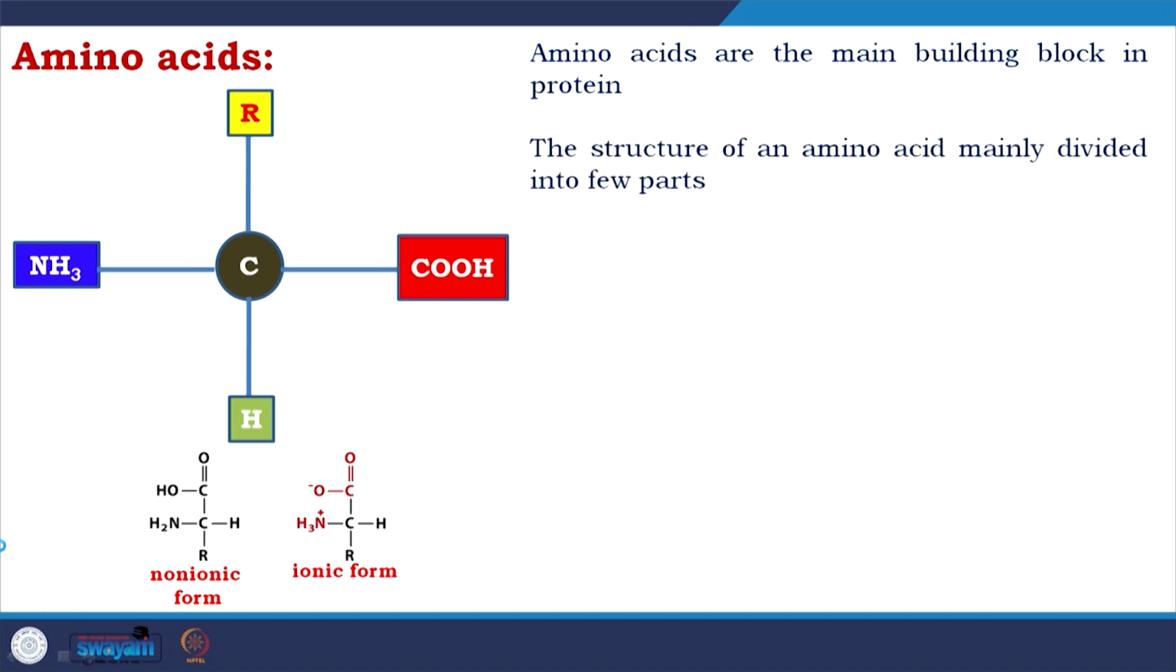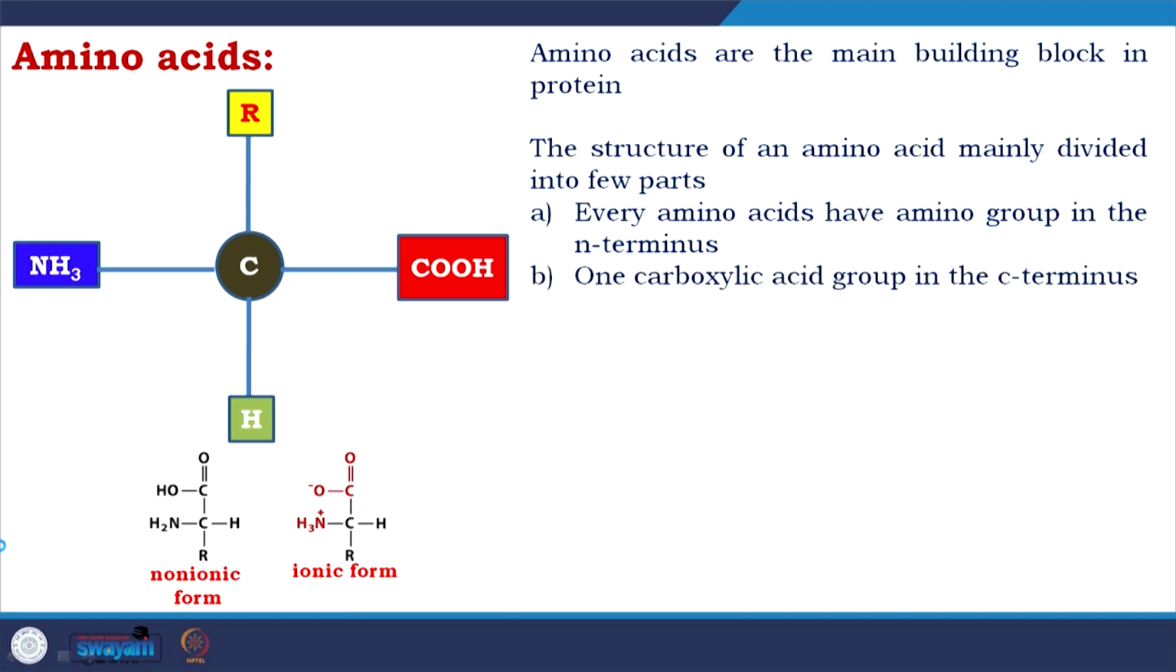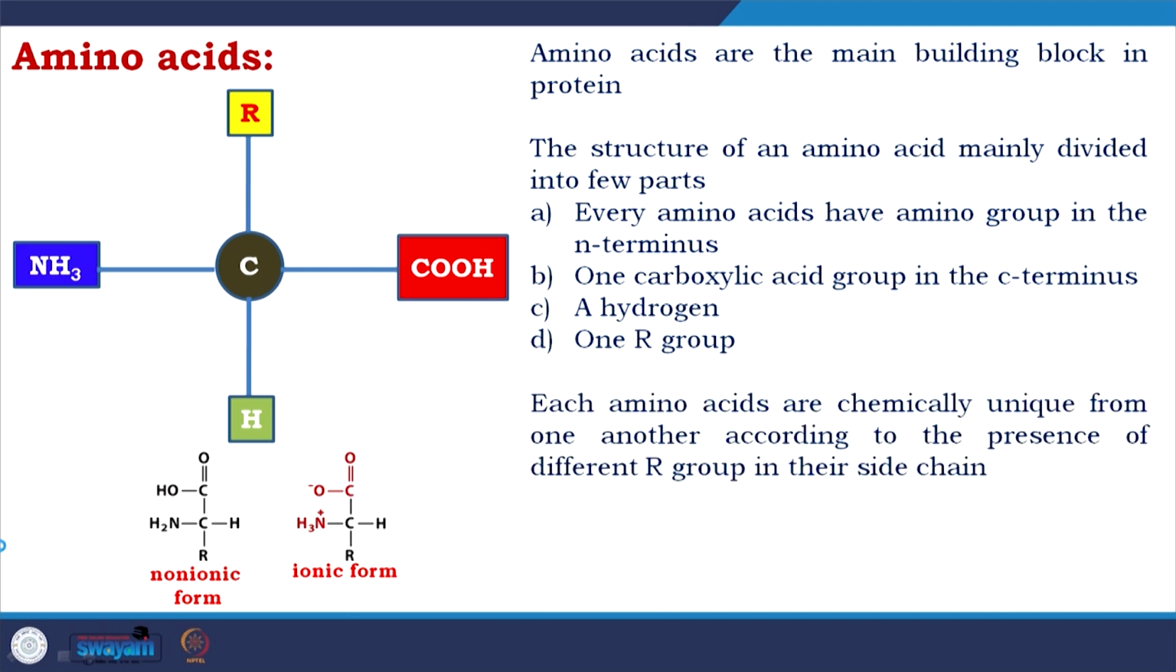The structure of an amino acid, as I told now, is divided into a few main parts. One, the N terminus, which is the amino group, the carboxylic acid group in the C terminus, a hydrogen and an R group. Each amino acid is chemically unique from one another, and that happens because each of them has a different R group. The rest of the structure is the same.